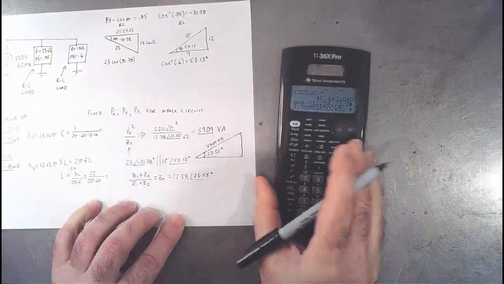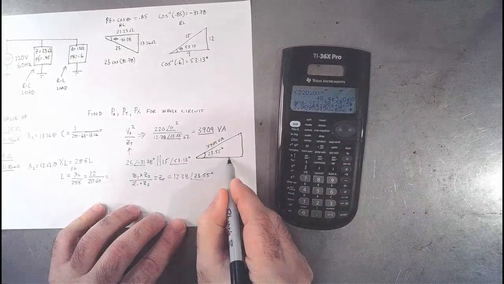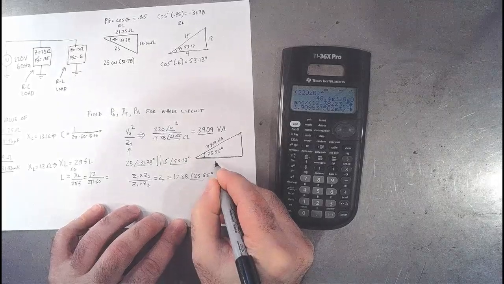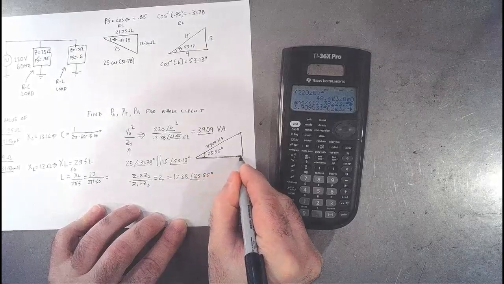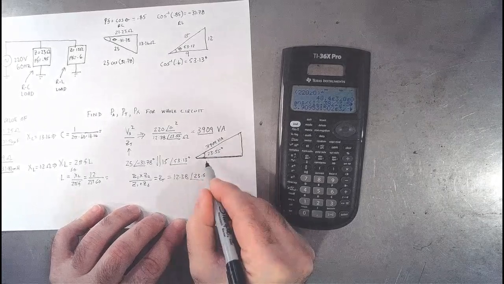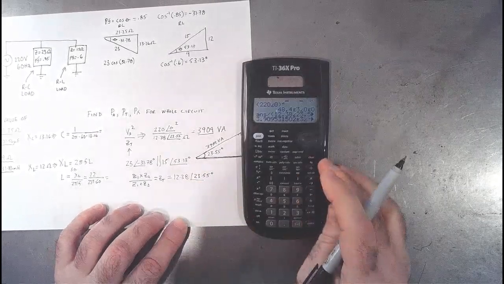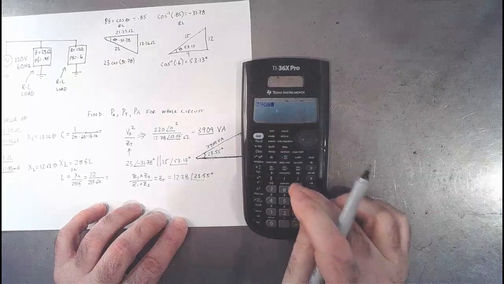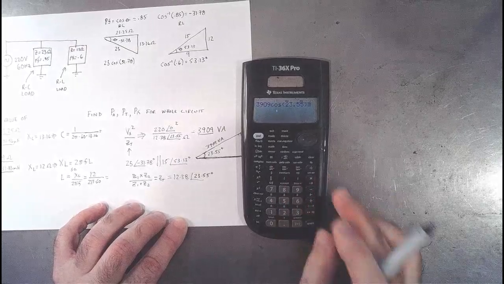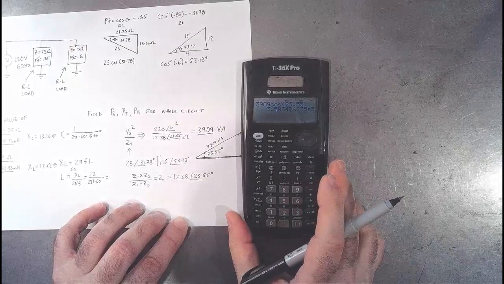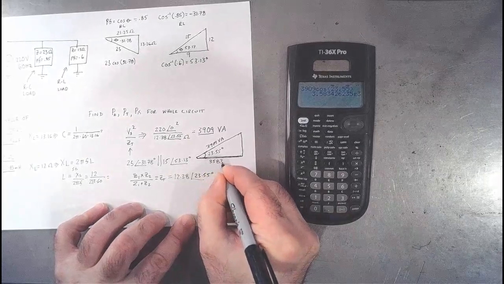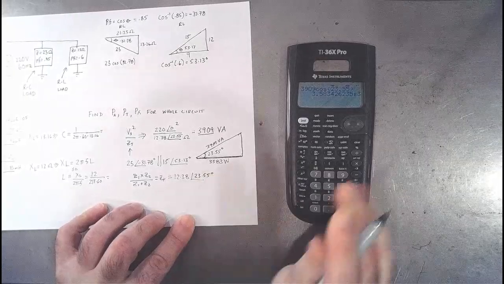Okay. Well, how do we get the true power? So that's the power that's doing all the work in this circuit. And that is this portion of the triangle. Well, that's going to be the apparent power times cosine of that angle. So 3909 cosine of 23.55 gives us 3583. And that is in watts because it's true power.